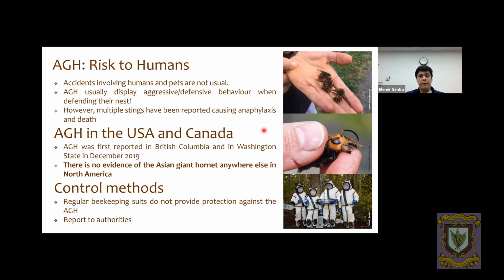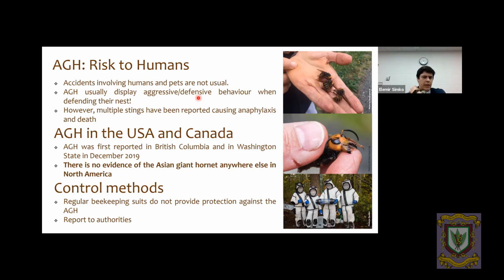But there are records of deaths caused by multiple stings of this hornet, usually triggered by anaphylaxis or extreme intoxication. Here in the USA, the first record of this wasp was in December of 2019 in the west part of the country, close to the border: British Columbia in Canada, Washington State in USA.